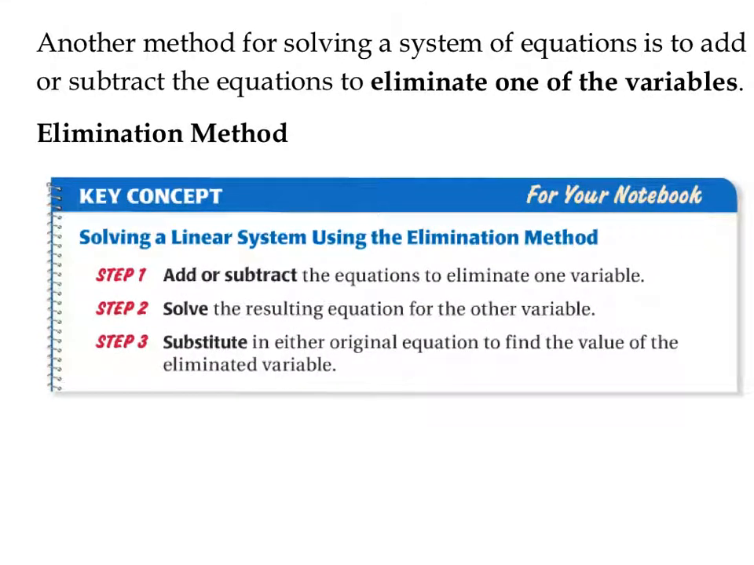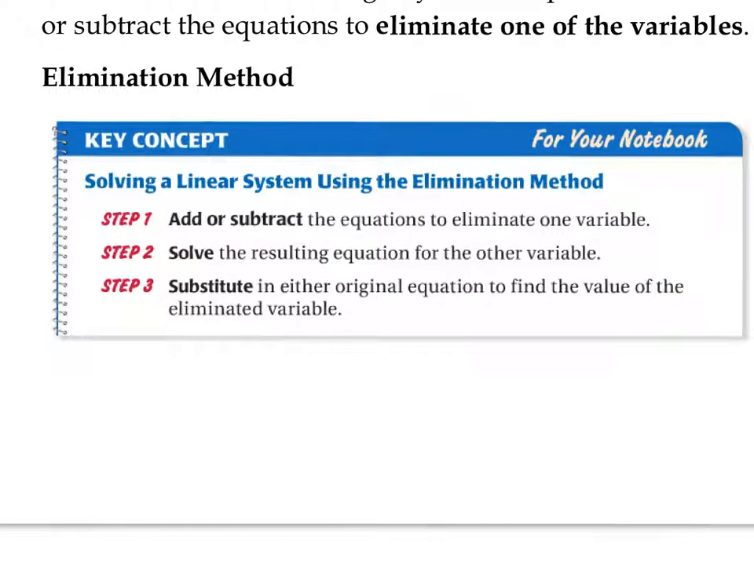Now let's learn about the elimination method for solving systems of equations. This is a method where we add or subtract two equations together to eliminate, to cancel out, one of the variables. Then we'll have one variable left over that we can solve for, and we can substitute that back into the system to solve for the other variable.